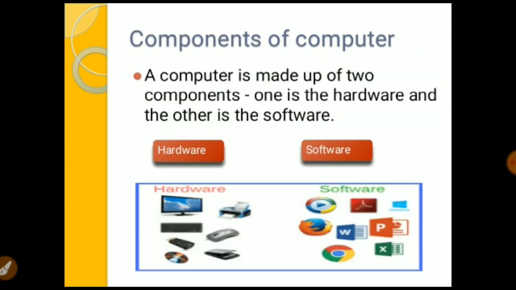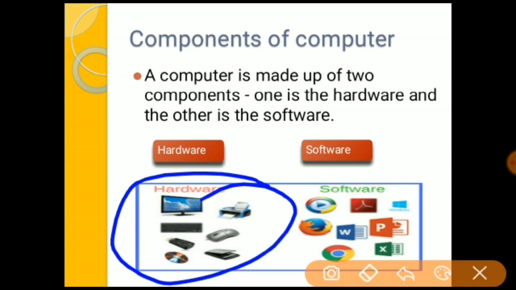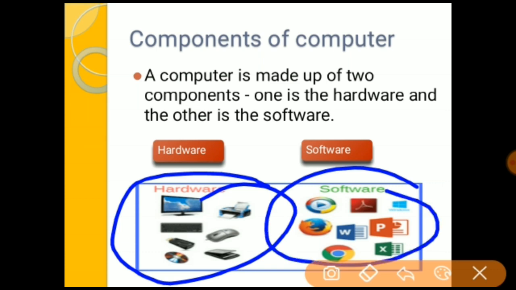Now come to the next topic, that is components of computer. A computer is made up of two basic components. One is hardware and the other is software. Here you can see the picture of hardware and software. Hardware means what you can easily touch, but software you cannot touch. Okay, hardware you can see here like mouse, printer, scanner, CD, hard drive and motherboard, right?